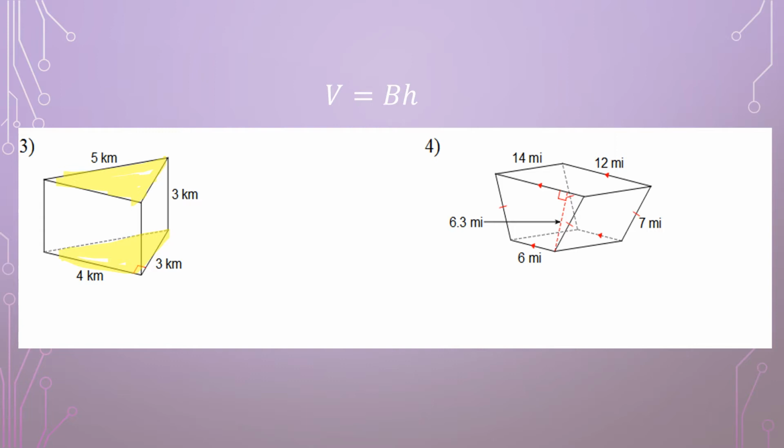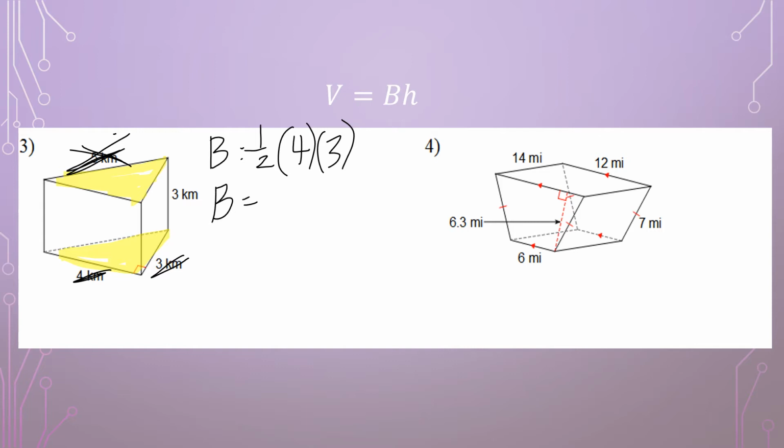So for this triangle, the area of a triangle is 1/2 base times height. The base of this triangle is 4 and the height is 3. So we're using this and this here. The 5 happens to be our hypotenuse, but because we're only finding volume, we do not need to use that value. Make sure that you're not using values that will not help you get to your answer.